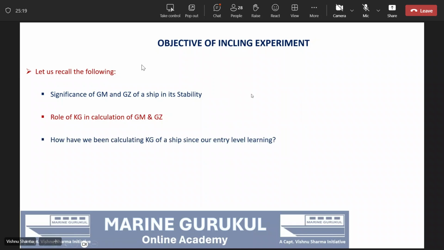Now, how have you been calculating the KG? You have all been calculating the KG since you joined pre-C. How have you been calculating? You are given an initial condition of displacement and KG. Then you are given what are the changes made. You allow for the changes to get the final KG. Am I right, guys? Correct? Yes, sir.